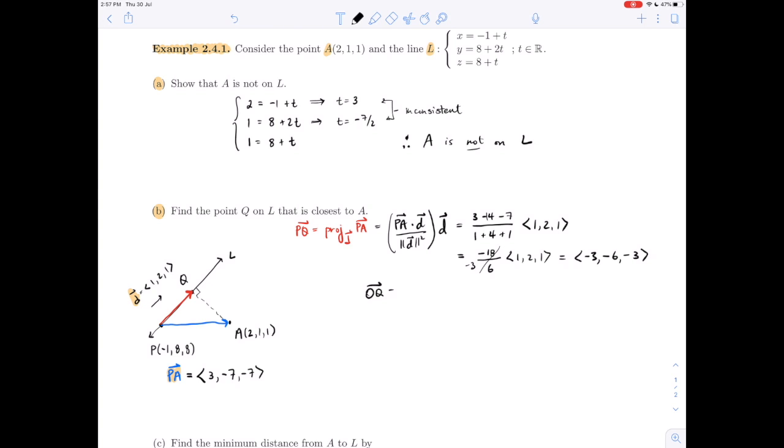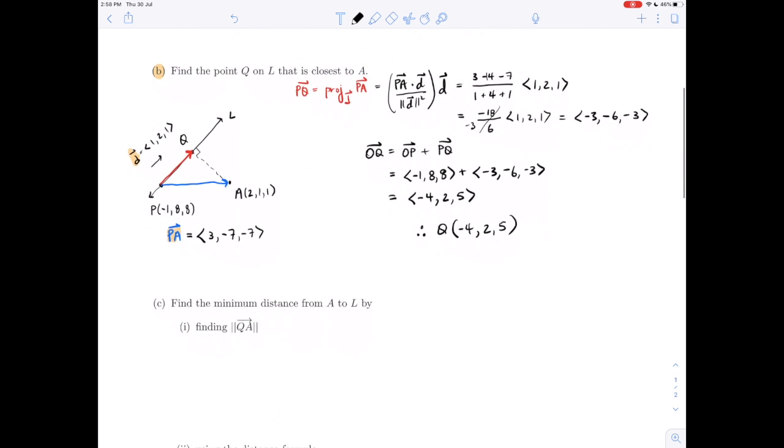Now we're going to use that to find point Q. The position vector of Q is OP plus PQ. Well, we now have both of those. OP is (-1, 8, 8) plus PQ, the projection vector we just calculated. Add those together: minus 1 plus minus 3, so minus 4, 8 minus 6, 8 minus 3. That's the position vector of Q. Therefore, point Q has coordinates that match, so (-4, 2, 5) is the point Q on L that is closest to A.